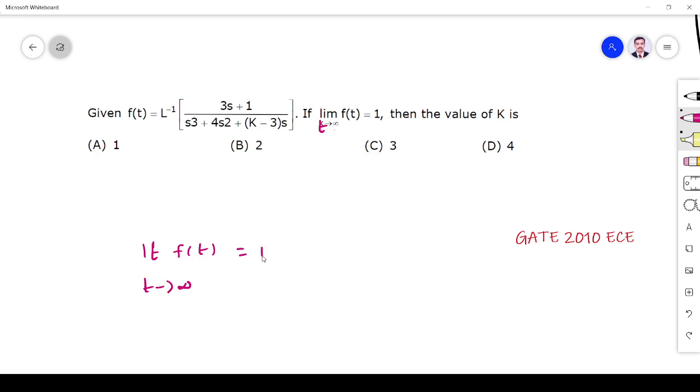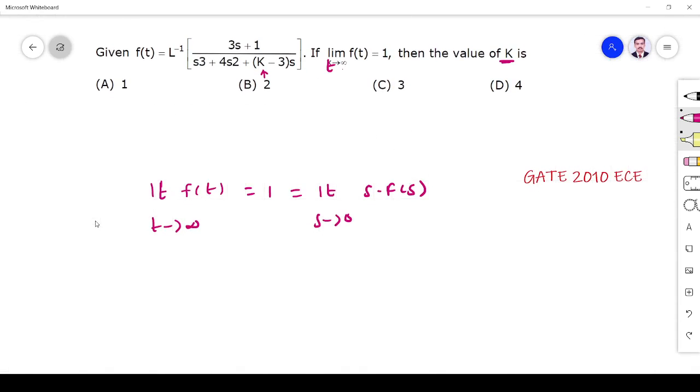They have given that the value is 1. If the final value is 1, what is the value of k? This k they asked. We know limit t tends to infinity f of t is equal to limit s tends to 0 s into F of s. So what is limit s tends to 0 s into F of s?